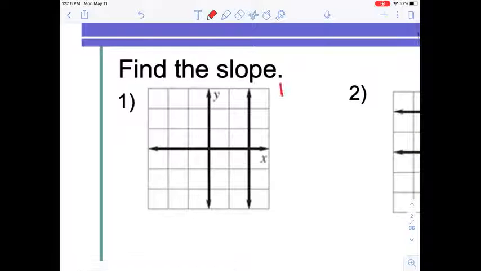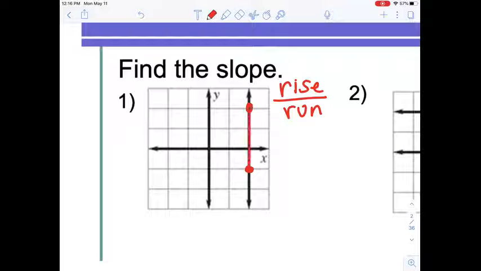So just a couple review problems. Finding the slope. So remember, slope can be found using rise over run. When we're given a graph, we use rise over run. So in this graph, they don't really give us 2 points, so we can just choose any 2 we want. So let's say I choose this point here and this point here.